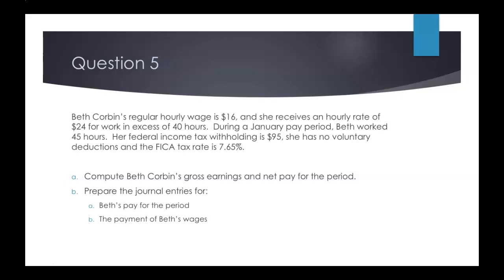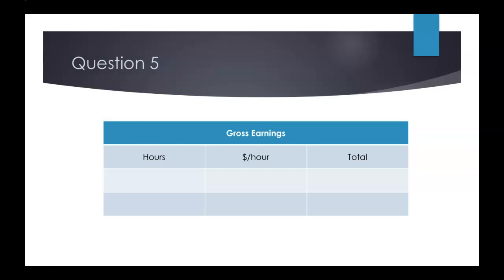So we need to compute Beth Corbin's gross earnings and net pay for the period. And then we need to make some journal entries. We need to prepare the journal entries for her pay for the period and the payment of her wages. Let's first work on gross earnings. So we have this table here. It told us that she worked 45 hours. Well, let's split that up between the 40 regular hours and then the 5 hours of overtime. Her regular pay is $16 an hour, and her overtime pay is $24. So we'll write that down in our chart.